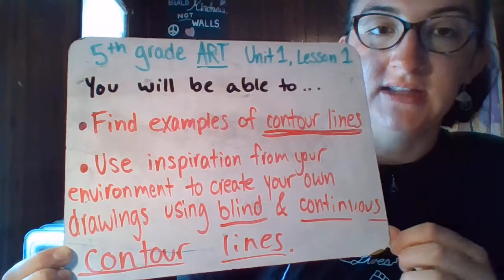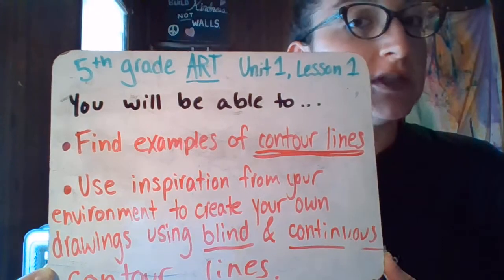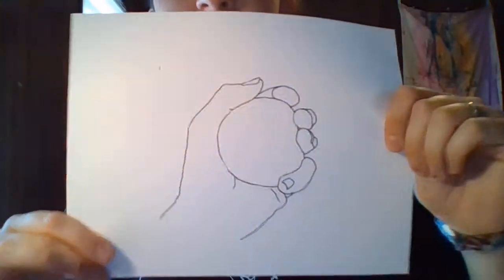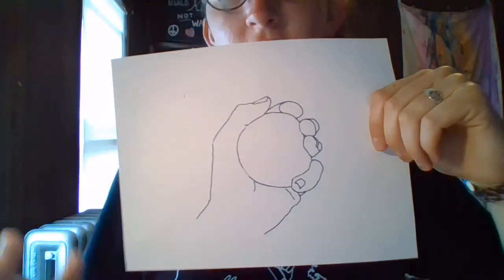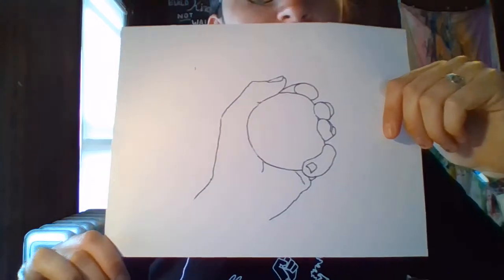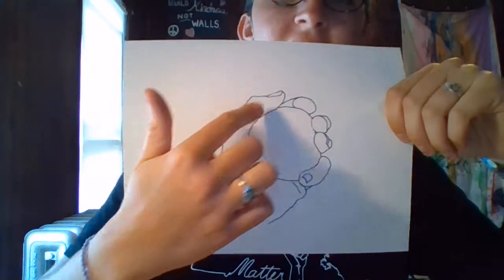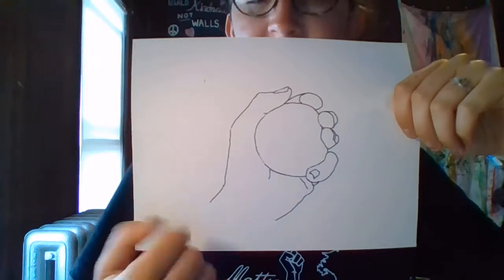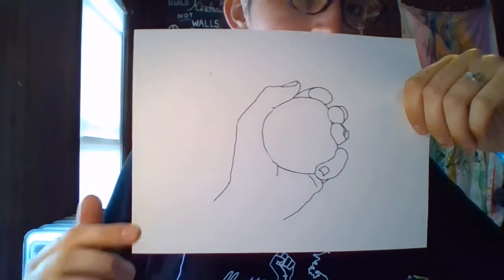Now you see I've underlined here contour lines and blind and continuous contour lines. And that's probably because most of us might not know yet what a contour line is. So we're going to talk about it real quick and check out some examples. So you can see here, this is a hand probably, right? And it looks like they're holding something. We can't tell what they're holding. It might be a tennis ball, it might be a clementine, we don't know. But what we do see is the line outlining the idea of the picture, okay? There's not a lot of details here, but we're able to get the basic information and the basic outline, okay?